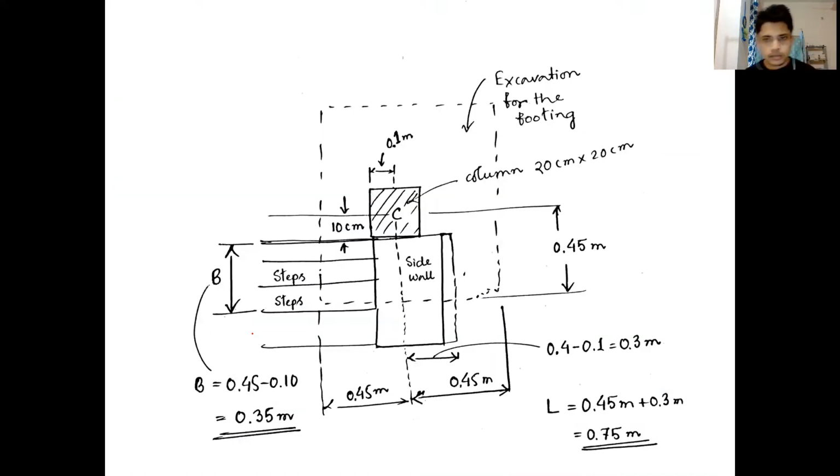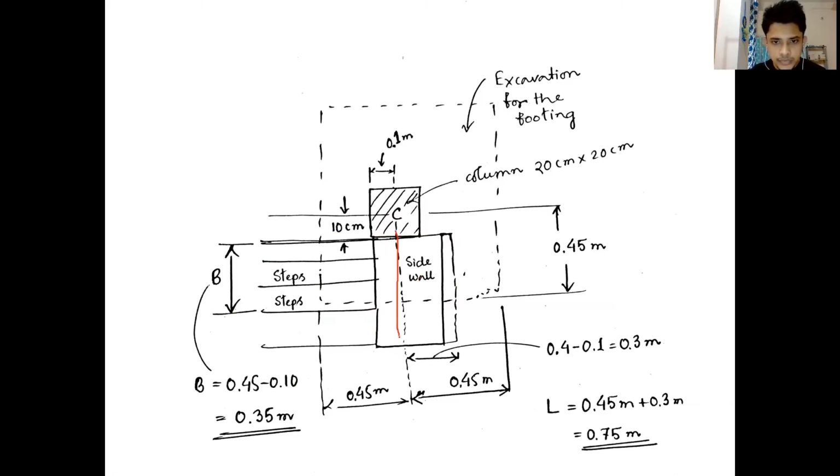So this is the diagram for our understanding. There is this column, then there are steps, and there is this sidewall. Now this portion we are calculating twice, once with the steps and sidewalls and once with the footing of the column. So we have to subtract one part. Now, what are the dimensions that we have calculated twice?